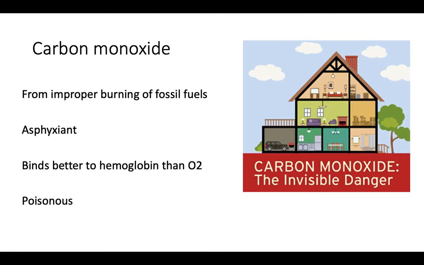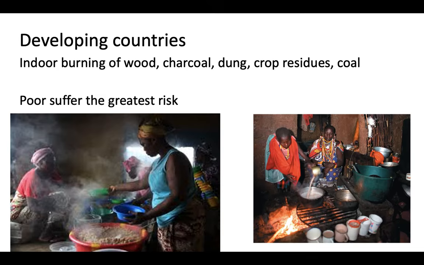We've talked about this before, but carbon monoxide is produced when fossil fuels are burned improperly. It's an asphyxiant, meaning it inhibits your body's ability to absorb and deliver oxygen to different parts of the body, and it's extremely poisonous. And in developing countries, it is a bigger threat, especially if the homes that they're living in don't have good ventilation. It can result from the burning of all sorts of different things for fuel. And unfortunately, it means that people with the least resources are going to suffer the greatest risk, because not only are they burning stuff indoors, but they also don't have as good access to health care.